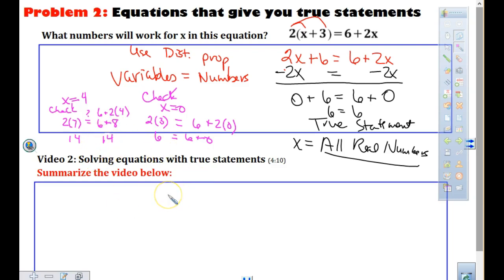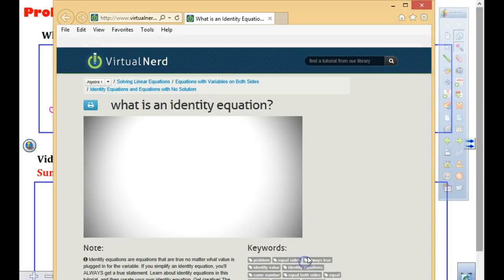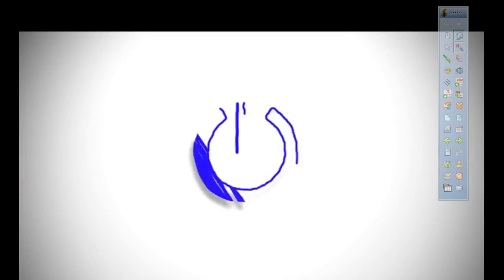And if someone else wanted to pick 5 or negative 5 or whatever number you pick, they're all going to work. Every number is going to be true. So when we look at the second video, she's going to talk about the identity, okay? When we talk about the identity, it's very similar to this all real number solutions.